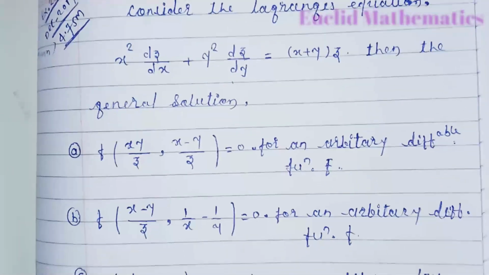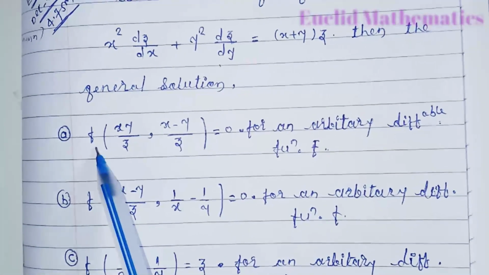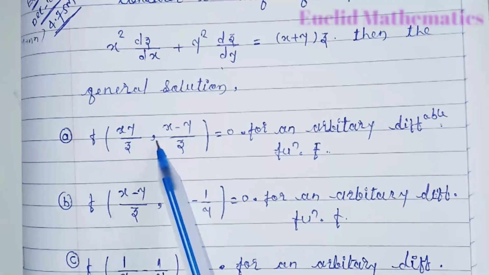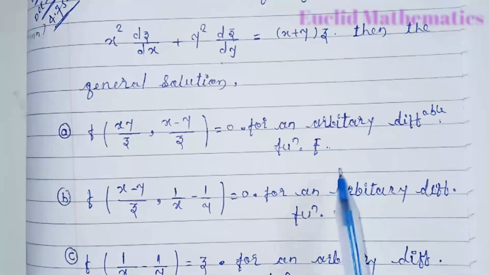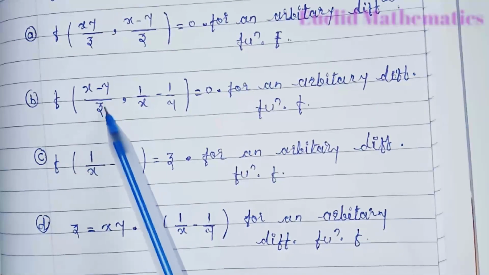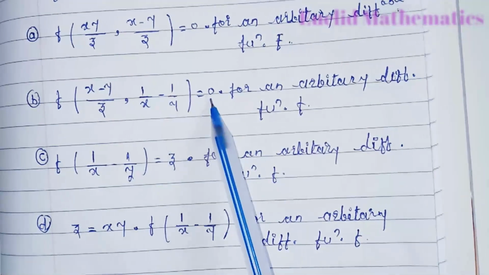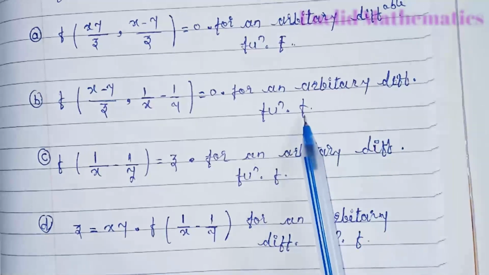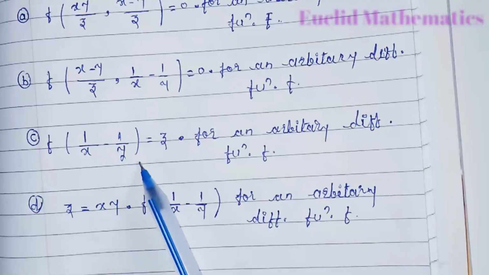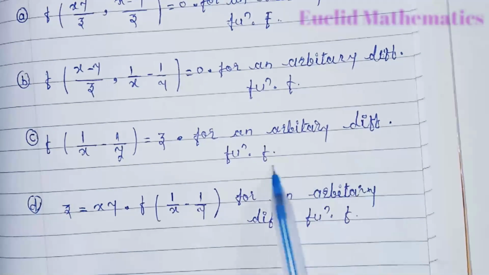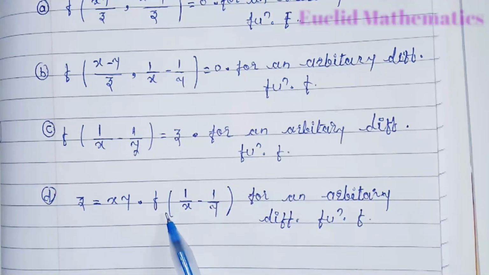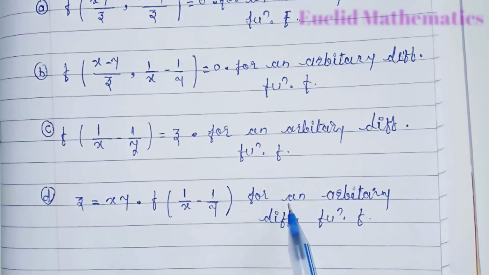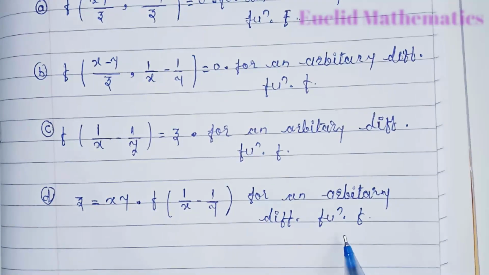Option A is f(xy/z, (x − y)/z) = 0 for an arbitrary differentiable function f. Option B is f((x − y)/z, 1/x − 1/y) = 0 for an arbitrary differentiable function f. Option C is f(1/x − 1/y) = z for an arbitrary differentiable function f. And option D is z = xy f(1/x − 1/y) for an arbitrary differentiable function f.